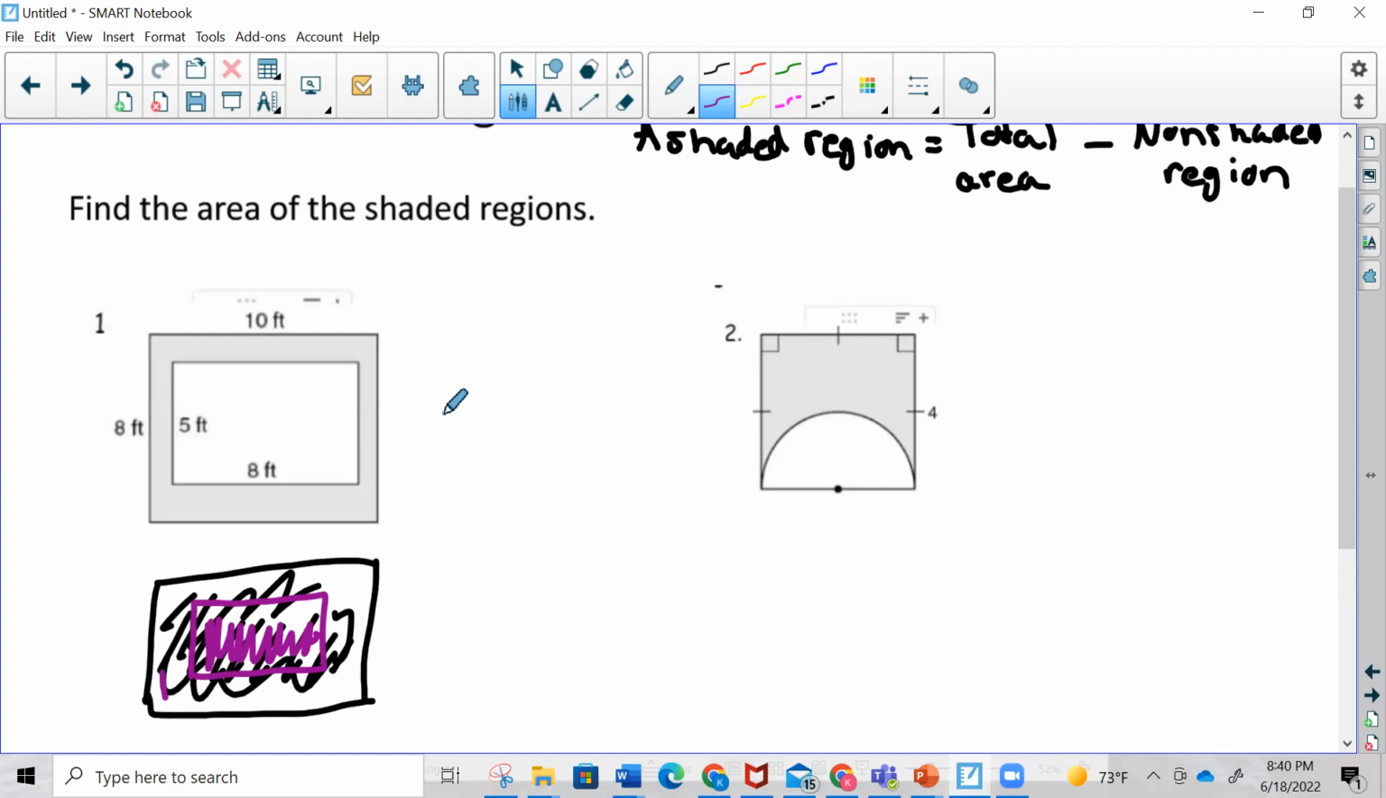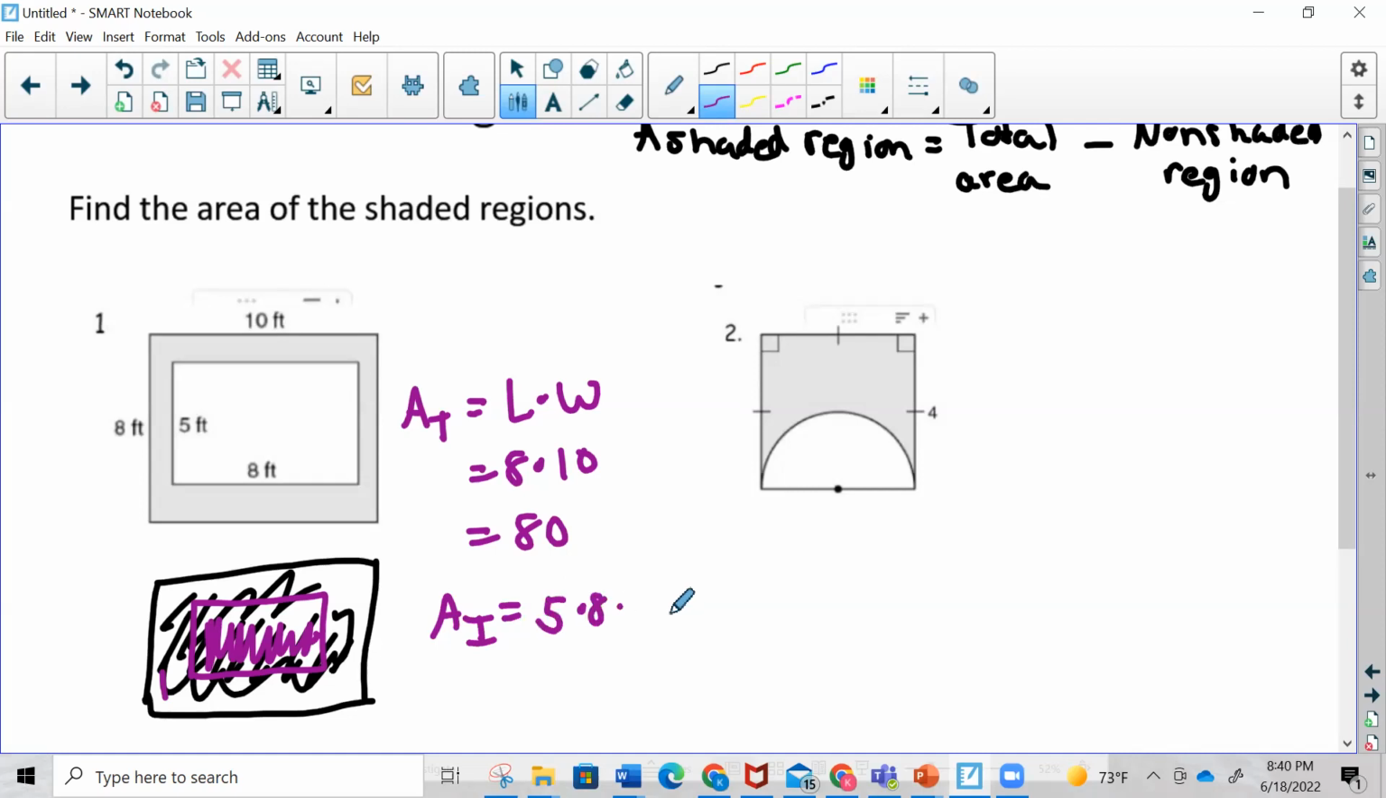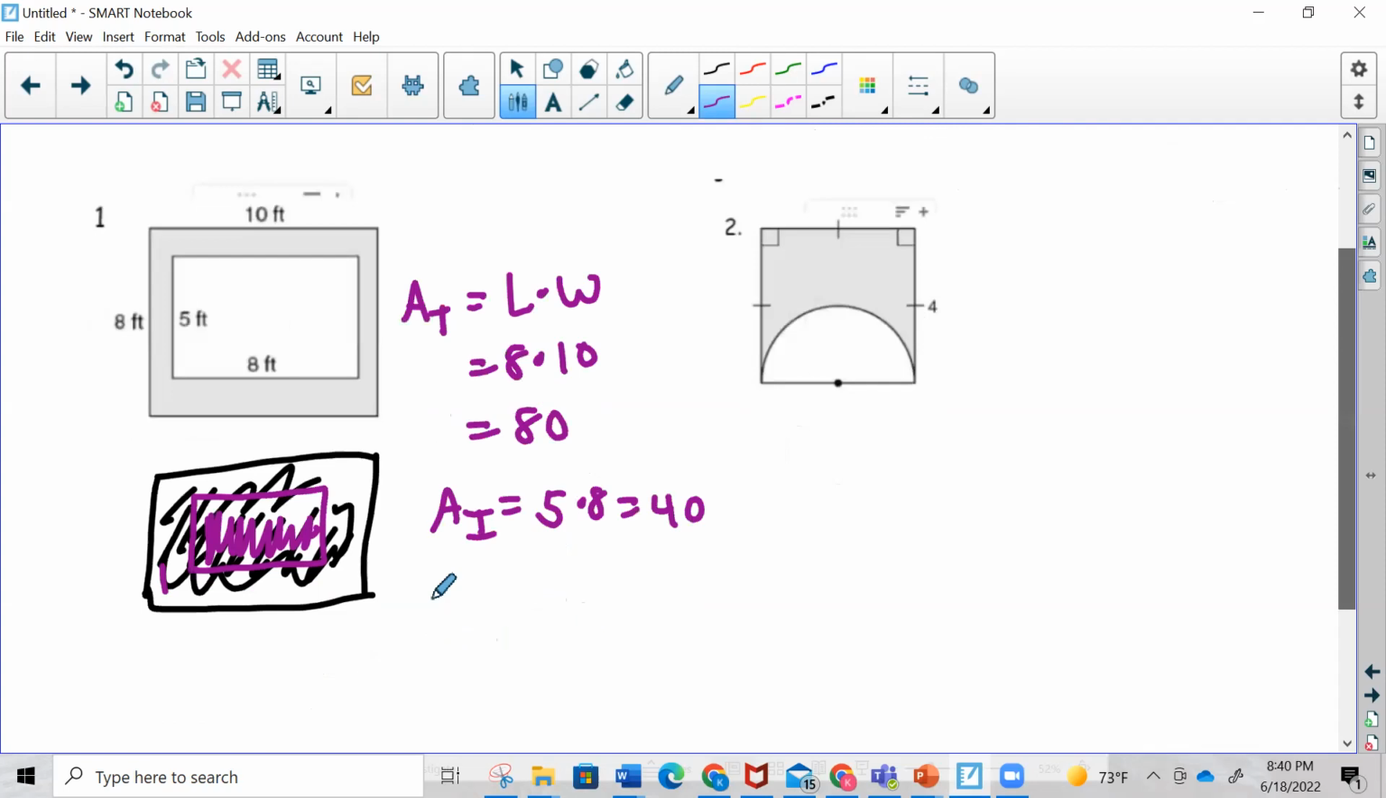So if we do the area of the outside, or the total area, and call it AT because it's not really the outside, it's the total area, we would do the rectangle, which is length times width. So we would do 8 times 10, which is 80. And then for that inside rectangle, I'll call it AI for inside, we would do 5 times 8, which is 40. And then the area of the shaded region would be the total area minus that inside rectangle. So that would give me 40.